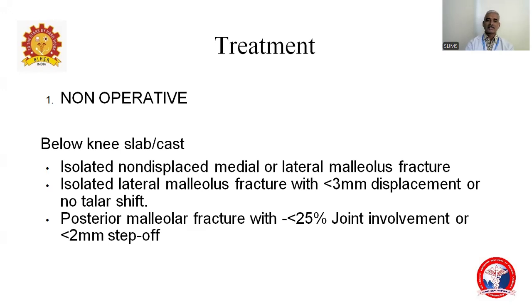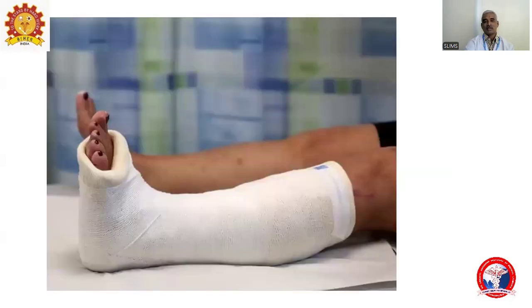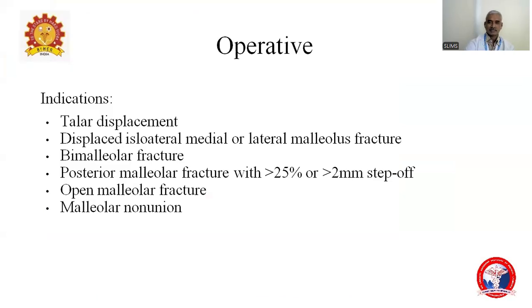So these are the indications of non-operative treatment: isolated fractures with less than 3 mm displacement, and posterior malleolar fracture with less than 25% of joint involvement and less than 2 mm step-off. So this is a picture of a well padded cast, below knee cast. Usually we apply it for ankle fractures and distal tibia fractures.